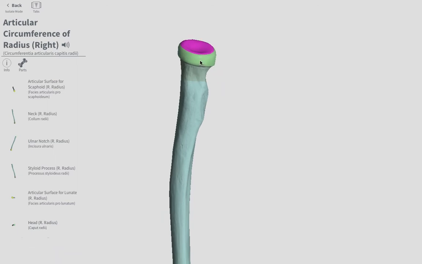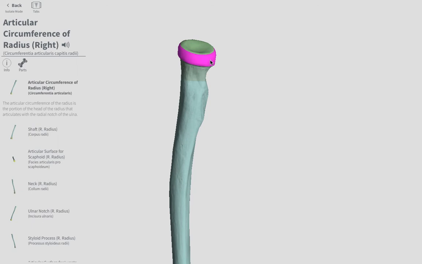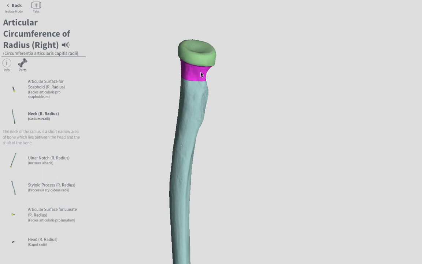The neck of the radius is not that part here. It is this part just below, just inferior to the articular circumference of the radius, but that's not a term we need to know. So we can just go from the head to the neck of the radius.